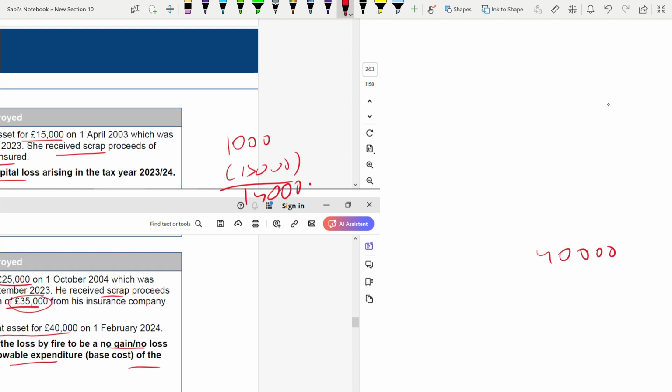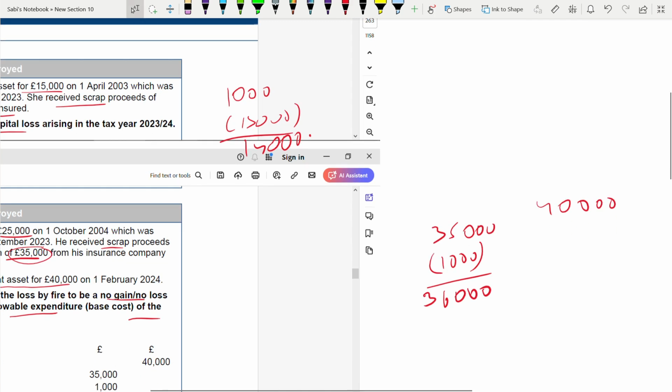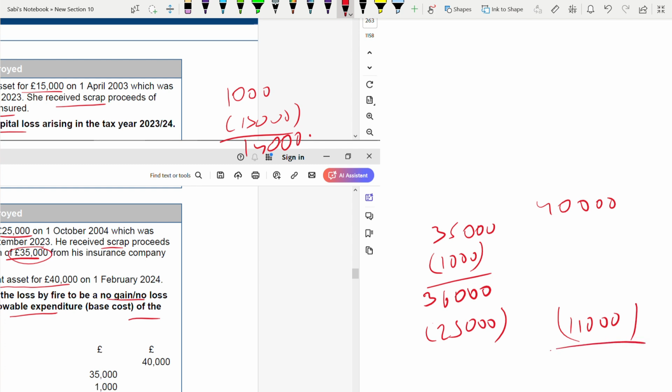What is the compensation? 35,000. From that 35,000 scrap proceeds, you will deduct, which is 36,000. And from that, cost of the old asset will be deducted, which is 25,000. This is how you always work out. And then you will be having a replacement asset base cost as 29,000. This is the replacement asset base cost.